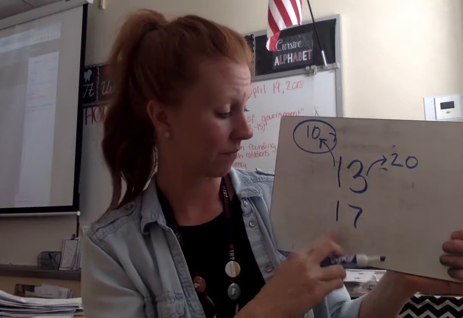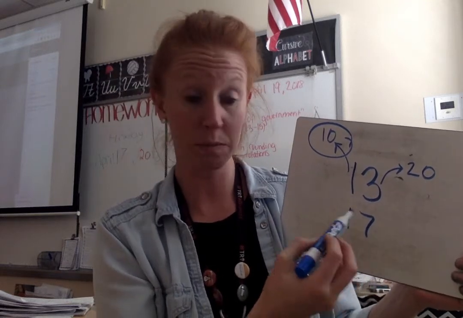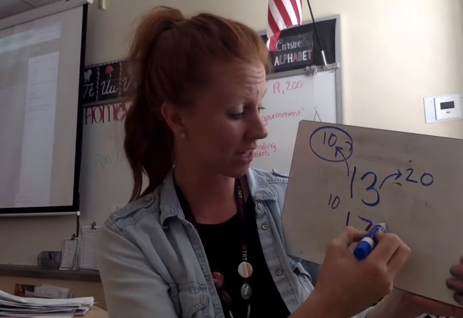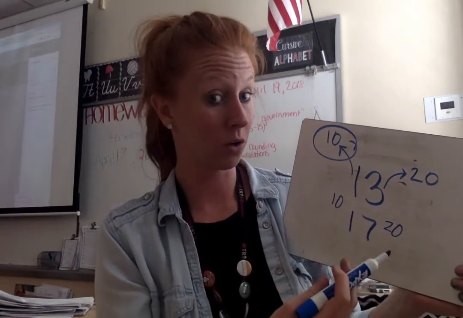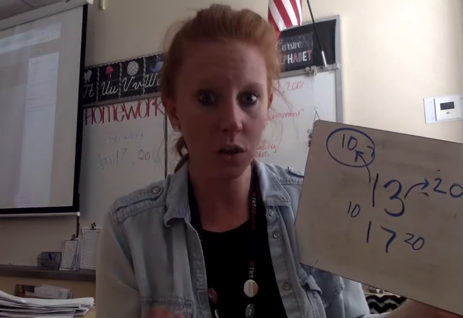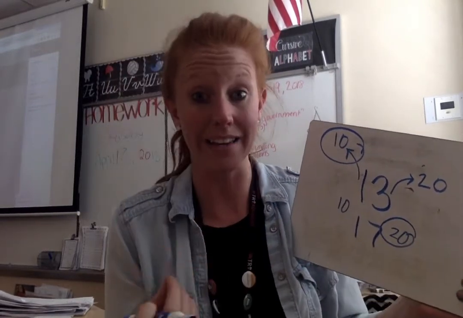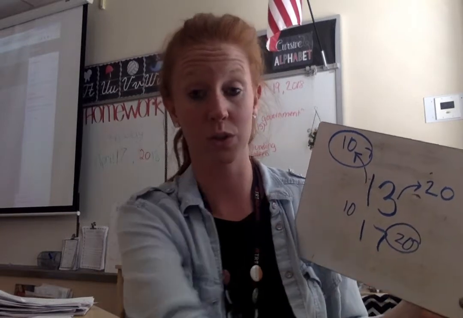Let's look at 17. The 10 that comes before 17 is 10. The number that comes after 17 is 20. Is 17 closer to 10 or 20? It's closer to 20. 10 plus 20 is a lot easier to add. So that's what we're doing.